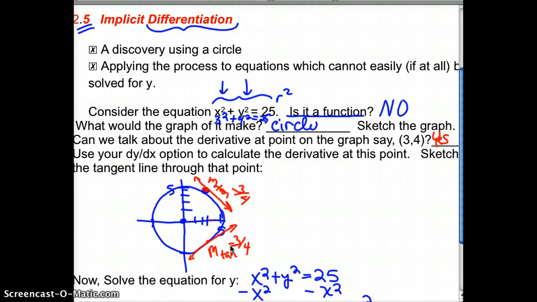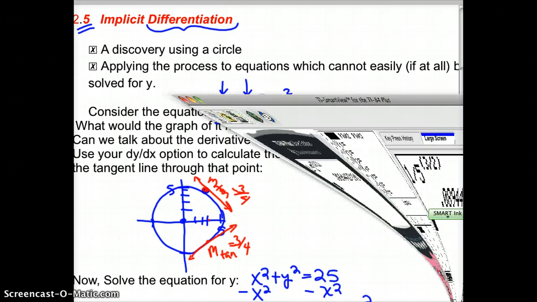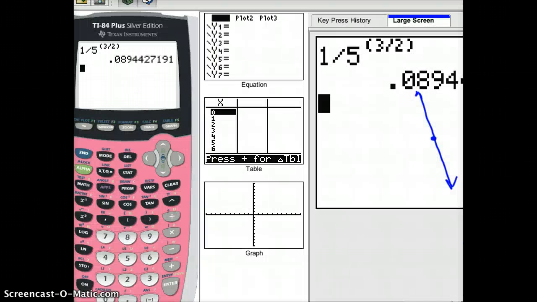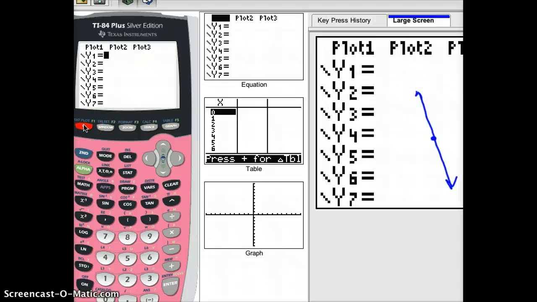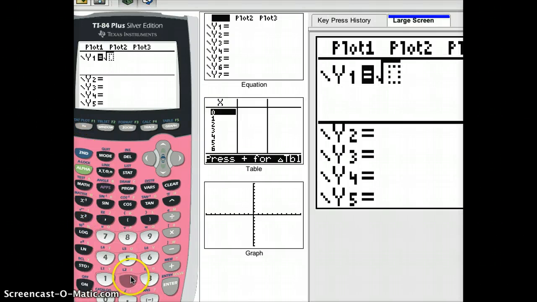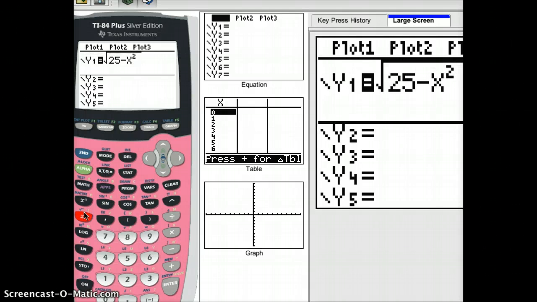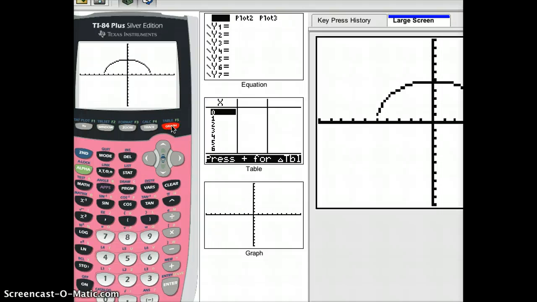And this is where I want to go to the graphing calculator and show you that too. So going to my graphing calculator and going to the y equals button, again, because it's not a function, I can only enter the top or bottom half of the circle at a time. So I'm going to enter the top half just for demonstration purposes. My function was y equals, and when we solved it, we said it was the square root of 25 minus x squared. And when I graph this, you'll see the top part of my circle right here.